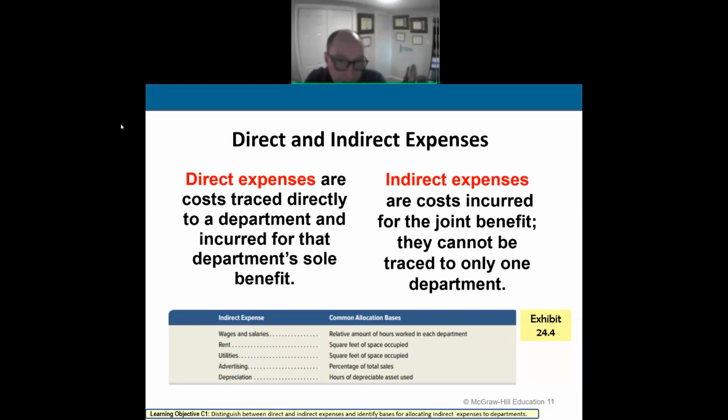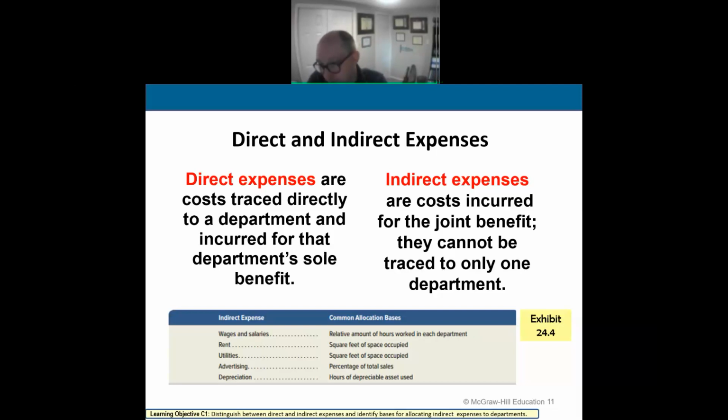So direct expenses, I can directly trace them to the department for the benefit of that department. Indirect expenses, I cannot trace it to one department, but I can allocate it to that department based off of that department's data. For example, for rent, if it's $1 million a month for rent for 500,000 square feet for the whole store, the jewelry department takes up 5,000 square feet.